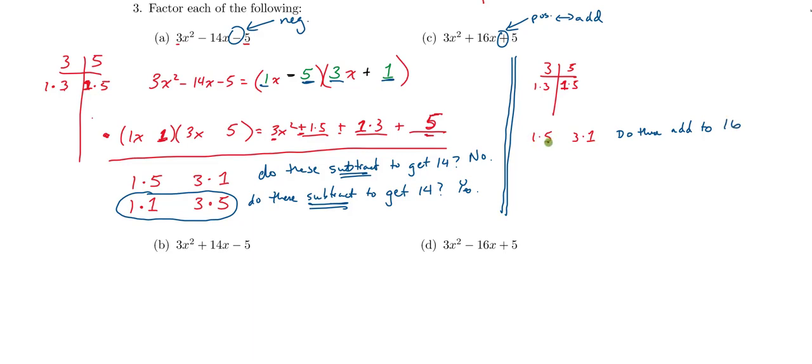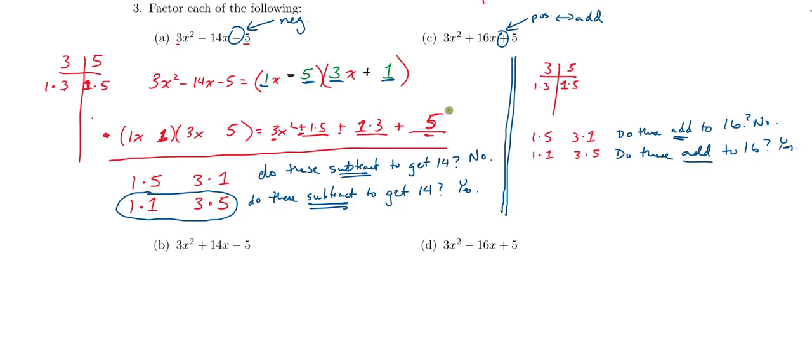Well, 1 times 5 is 5. 3 times 1 is 3. So 5, 3, can I add those together to get 16? And the answer is no. So we chose the wrong combination. Let's now check each with its opposite. So first we did 1 and 5. So now we'll do 1 and script 1. And then previously we had 3 and script 1, so now we'll do 3 and 5. So 3 and 5. And again, the key here is we're checking to see if these add. Do these add to 16? And in this case, the answer is yes.